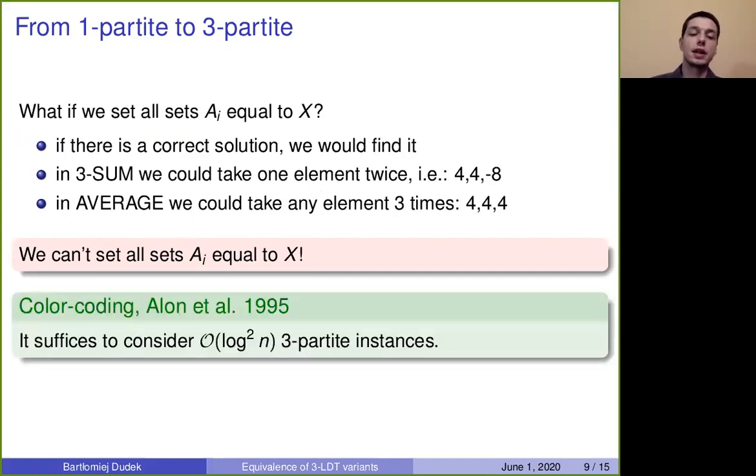But fortunately, we can use the technique introduced by Alon in 1995 called color coding, which simply provides us a way to find log squared n partitions of one set into three sets in such a way that every triple of elements is split between these 3 sets at least once. So that's exactly what we need. If there is a solution, so if there is a triple of elements from X, there will be an instance in which they are in different sets. So here we can use this black box tool of color coding.